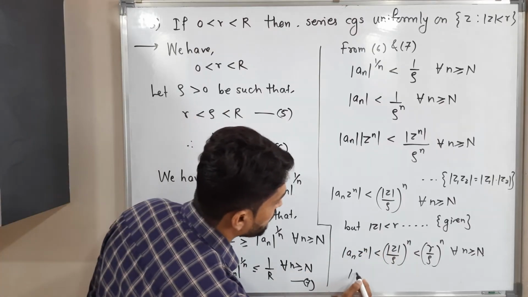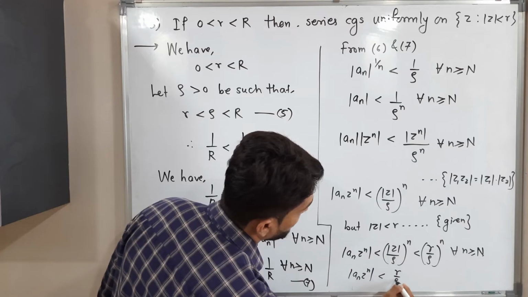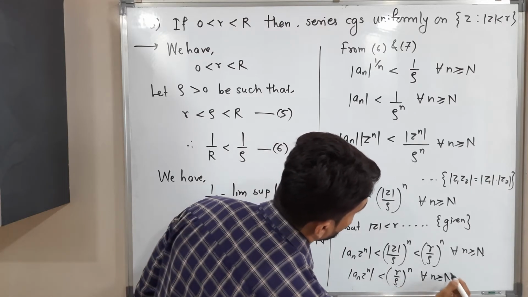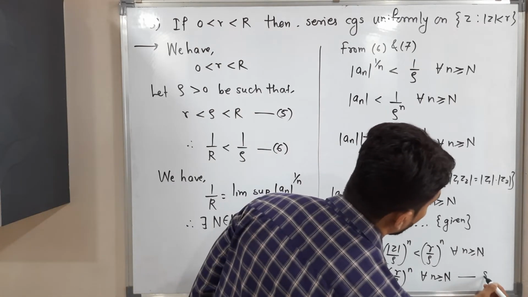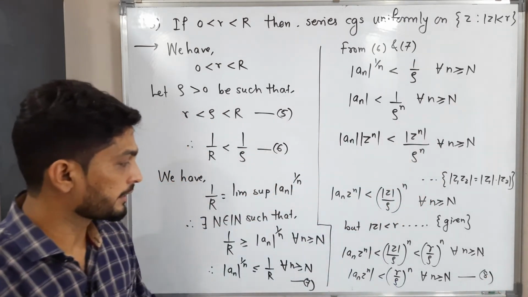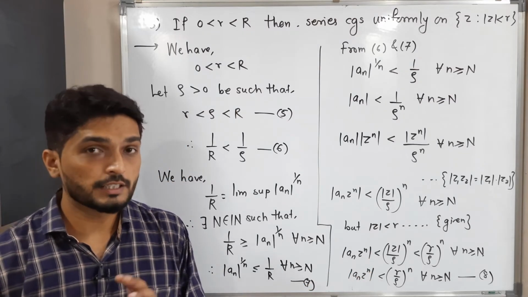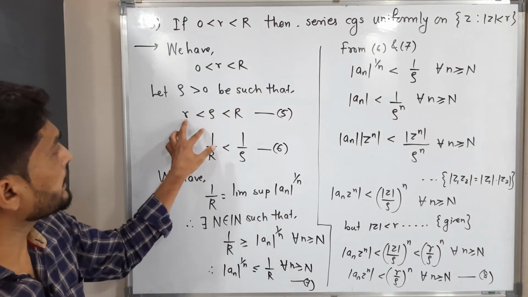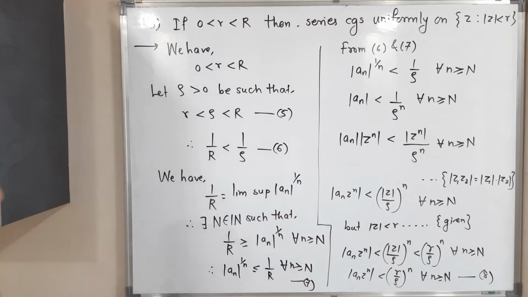So what can we write? Mod a_n z raised to n is less than r by rho raised to n for all n greater than or equal to capital N. Very important thing we have got, let me call it as 8. See, there is no more space to write, so make a screenshot of it, then we will go further. But please keep this in mind: r is less than rho, since we are going to use it later.